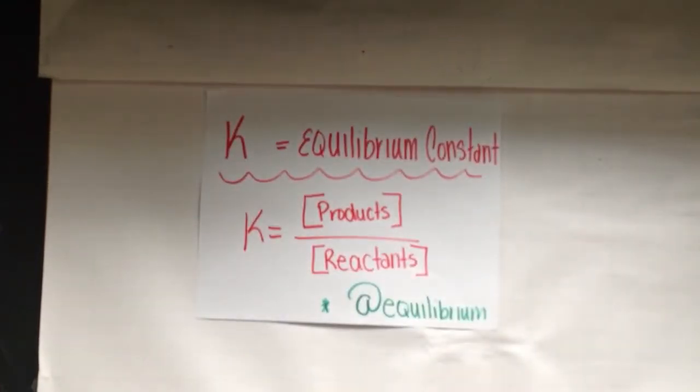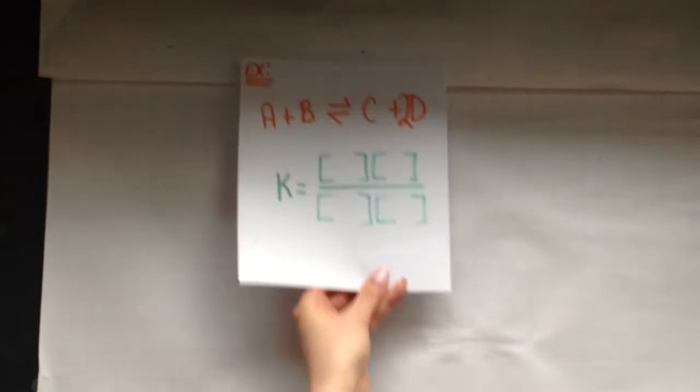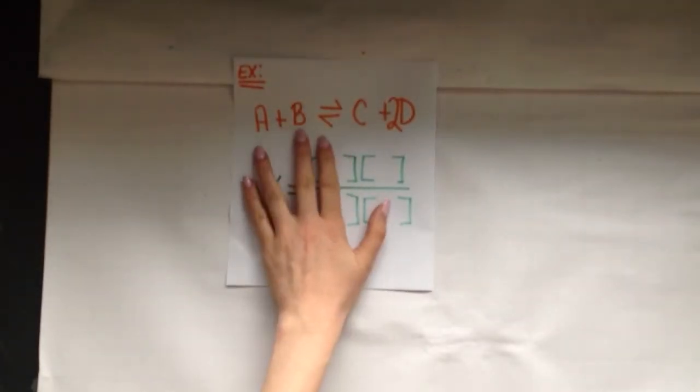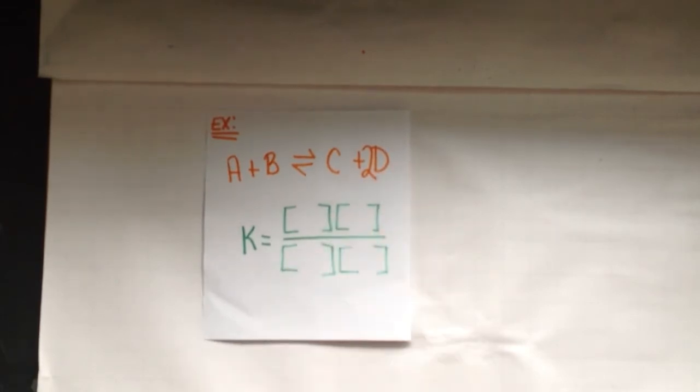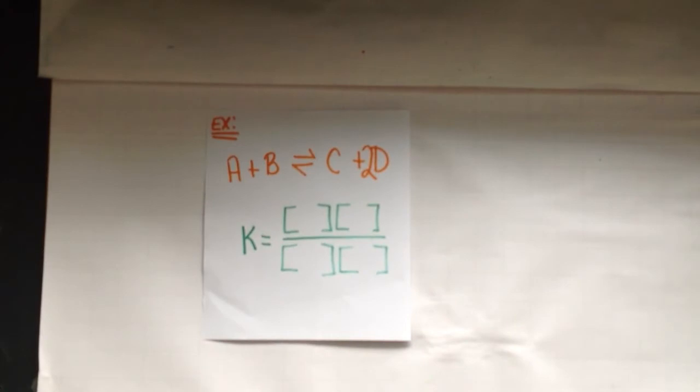Okay, so how do we actually calculate this? Let's take a look at a sample generic problem. So I have my equation seen here. A plus B reacts to form C plus 2D. Okay, well, I notice right there, it's a reversible reaction. So this reaction will eventually reach equilibrium, right? Indicated by my double arrow there. Okay, it will not go to completion.